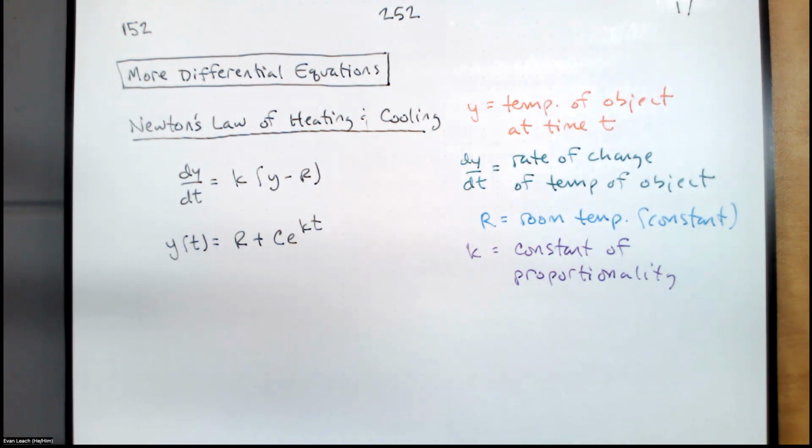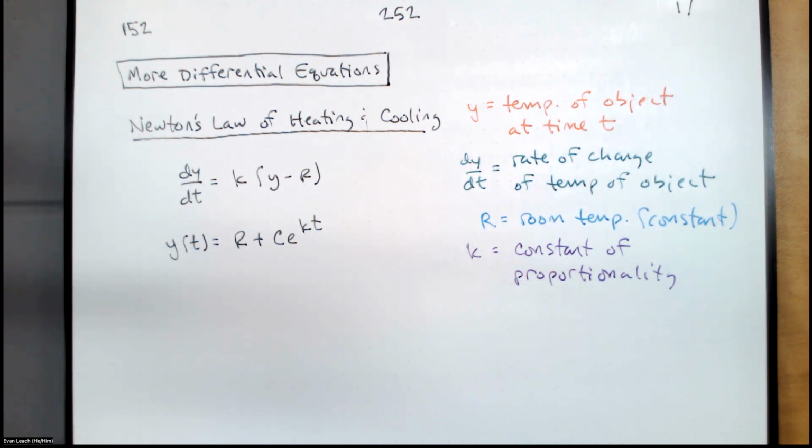So if y is the temperature of the object, then dy/dt is the rate of change of the temperature of the object with respect to time. We're going to set R as the room temperature, the temperature of the surrounding medium, and we're going to assume that R is constant. So there's enough room that when we put the hot cup of coffee in the room, the coffee doesn't have any significant impact on the temperature of the room. And k is the constant of proportionality.